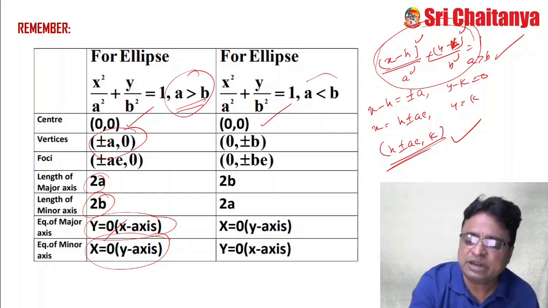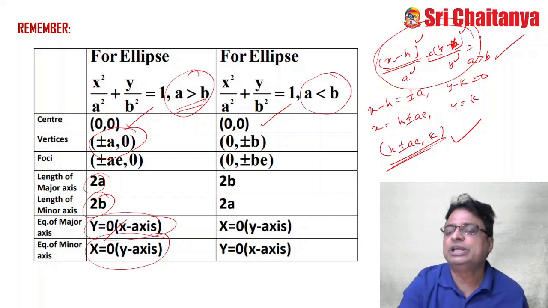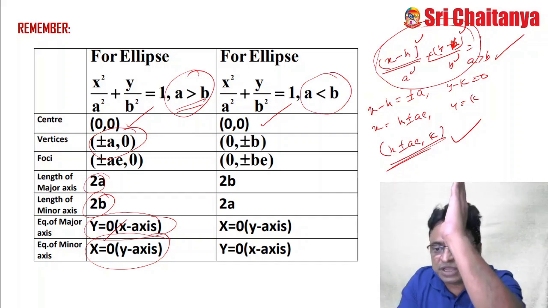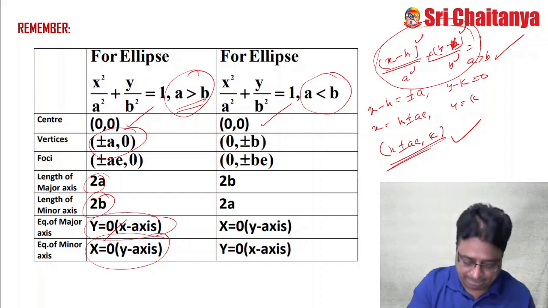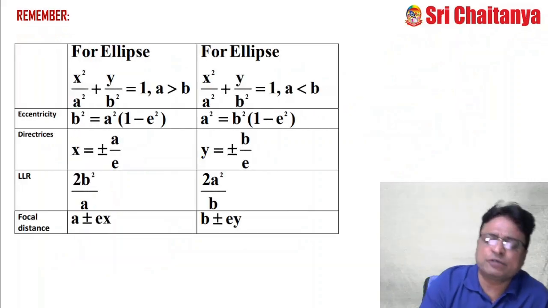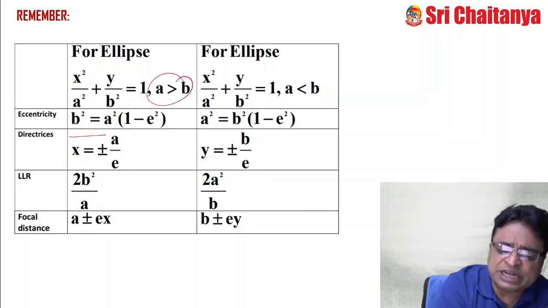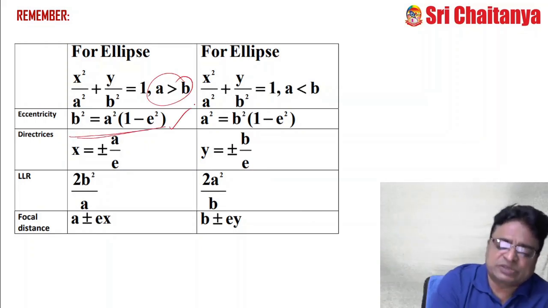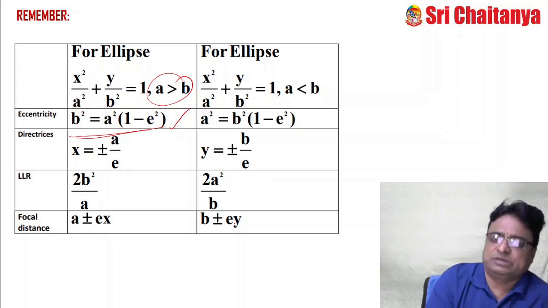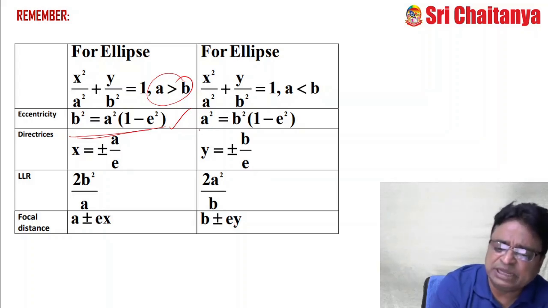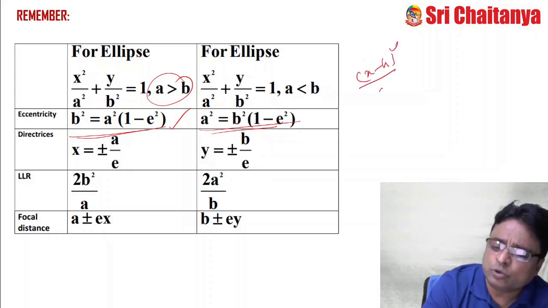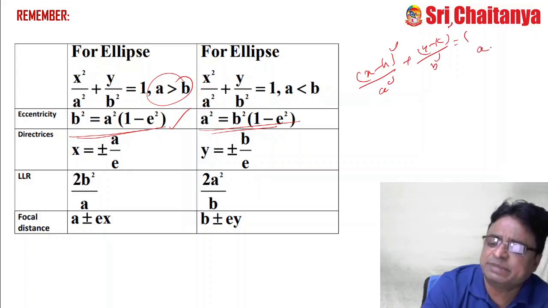The opposite version comes under a less than b, and the same thing holds good even for the ellipse whose major axis is parallel to the y-axis. And coming to this table, and of course, my friends, for a greater than b, this is the relation to find eccentricity: b square is equal to a square into 1 minus e square. This is the formula for finding the ellipse eccentricity. And for a less than b, this is the formula. Even the two formulae hold good for the ellipse whose major axis is parallel to the x-axis or parallel to the y-axis. That means for a greater than b or a less than b cases also, the same formula holds good.